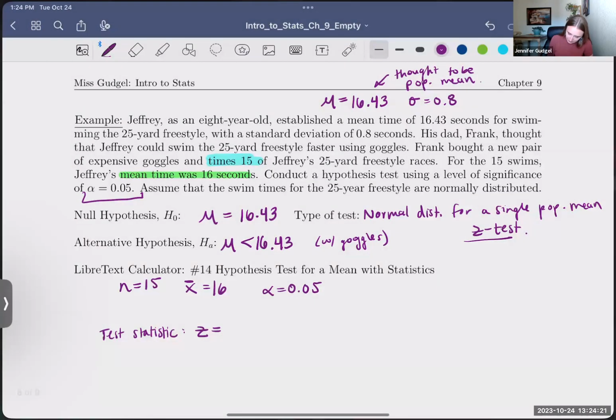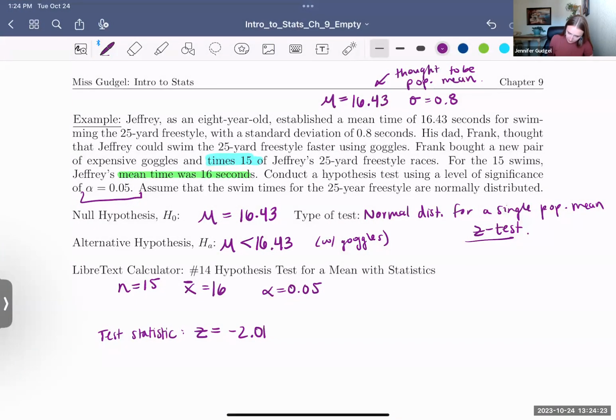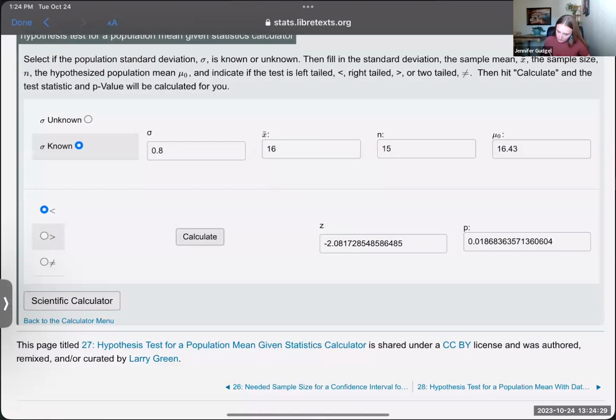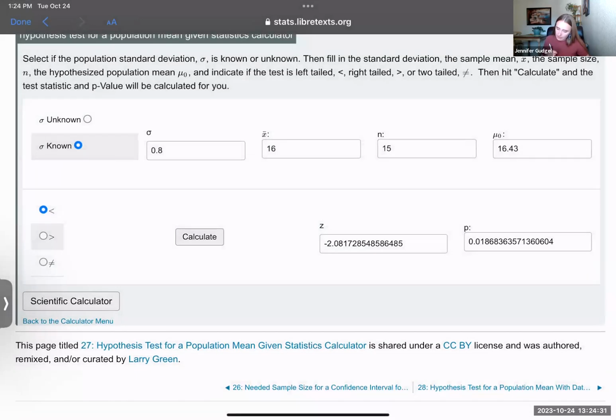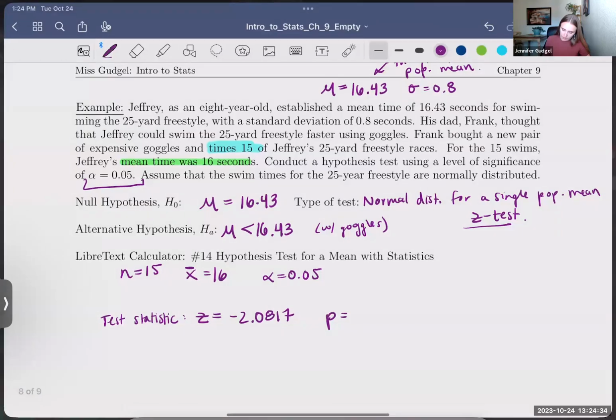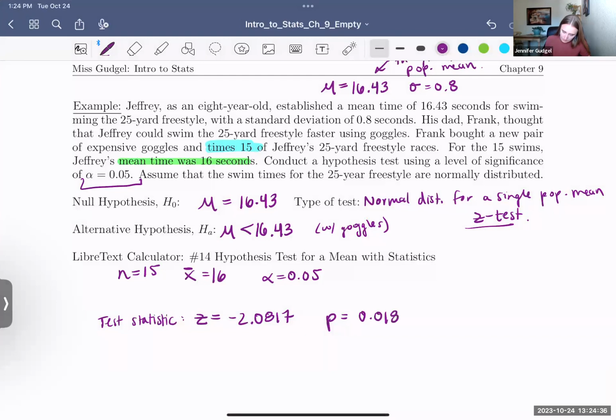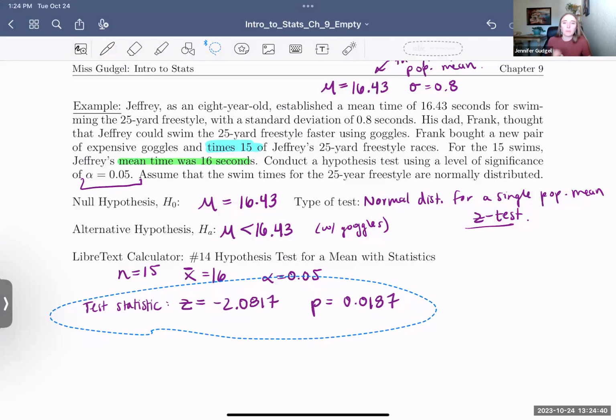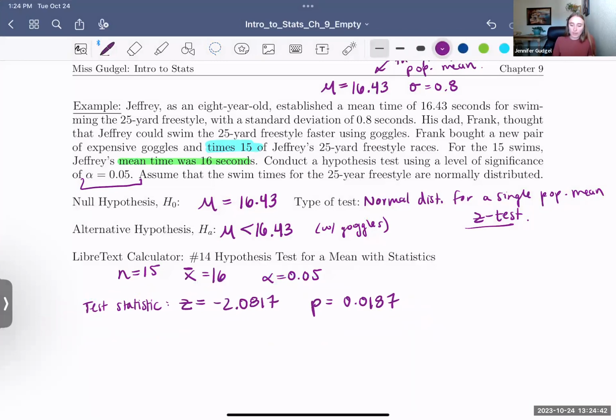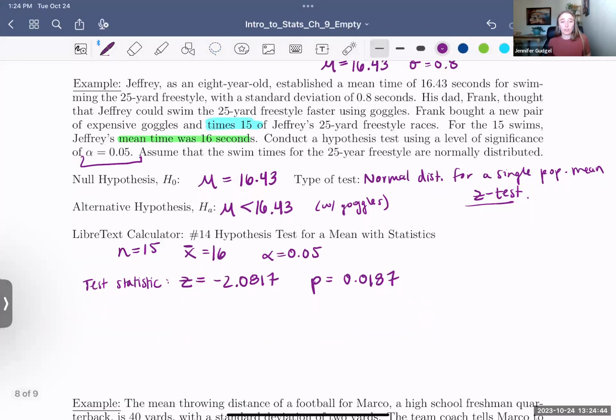The z value was negative 2.0817. And that p-value was 0.0187. Cool. So that's what we get from that online calculator. Now we have to make our decision and our conclusion.